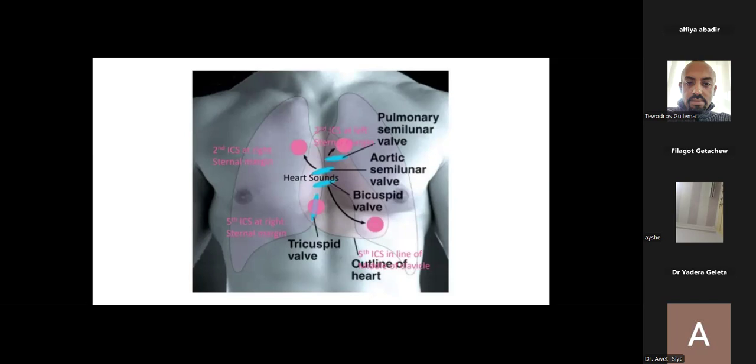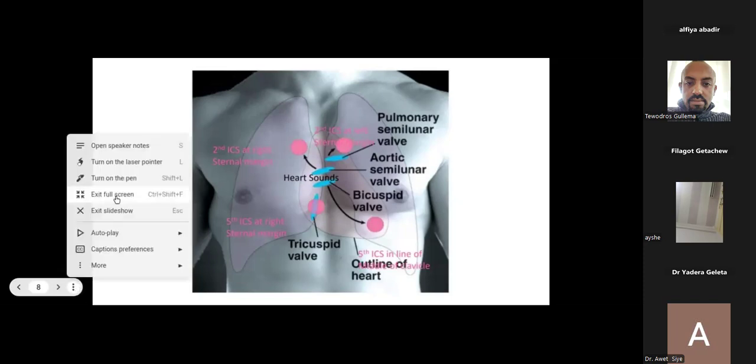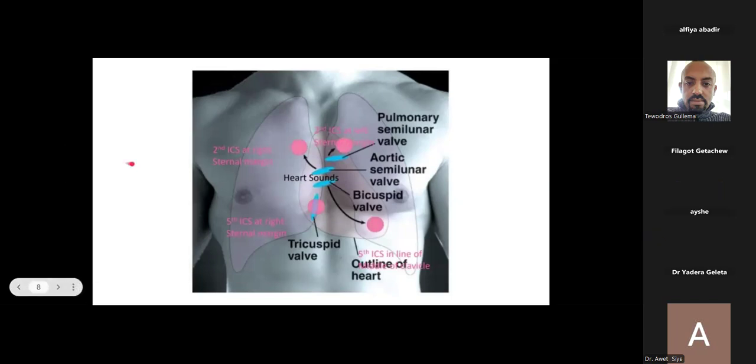And here, as the picture shows, the one with the pink color is the area of auscultation. This is the aortic area, and it's located at the second intercostal space along the right parasternal line.